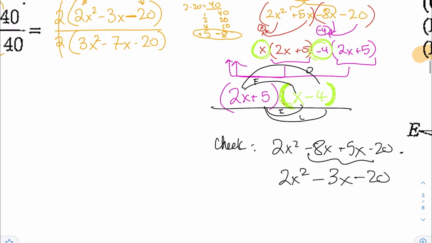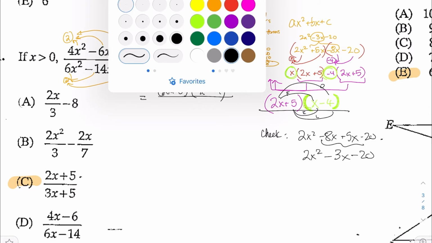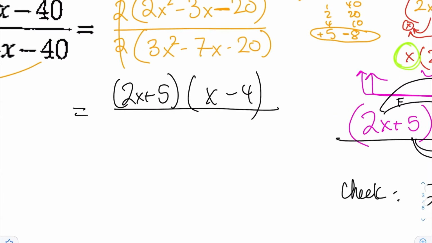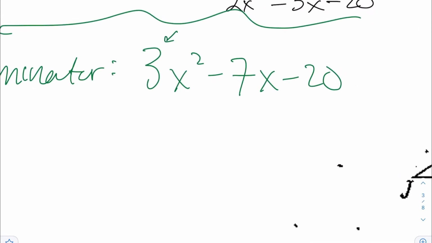So essentially we're just working backwards, because you see that expanded form over there. So the numerator turns into 2x plus 5 times x minus 4. All right, now we just have to do the same thing for the denominator, which is here. So for the denominator of 3x squared minus 7x minus 20, you'll do the same thing. You want to multiply the 3 and the -20. That gives you -60.